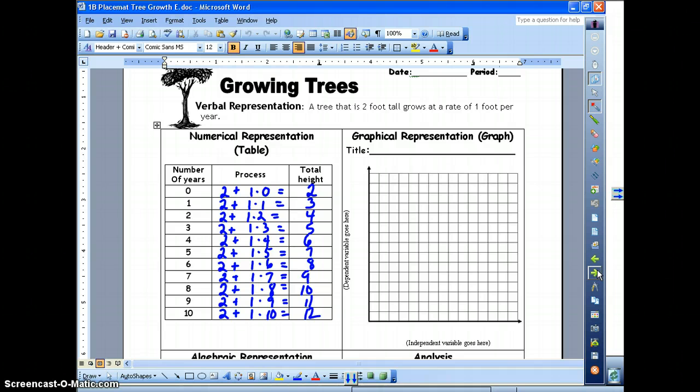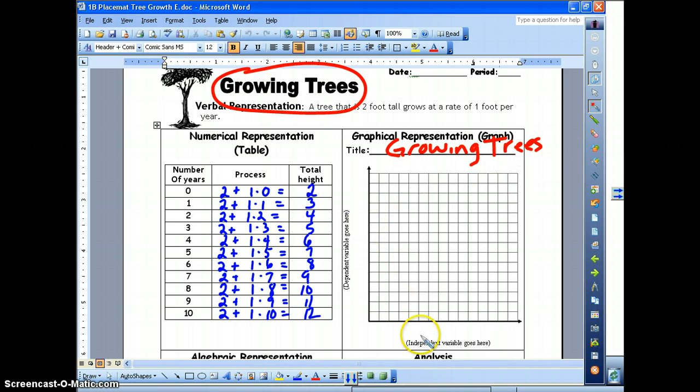Does your table look like my table? Yeah, and some of you guys might not have put in the 1 foot per year, because you might have just put in the number of years, because 1 times any number is that number, and that's okay. Okay, now we've got to graph it. Let's give this thing a title. I'm just going to call it Growing Trees.